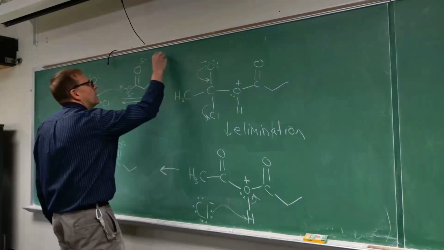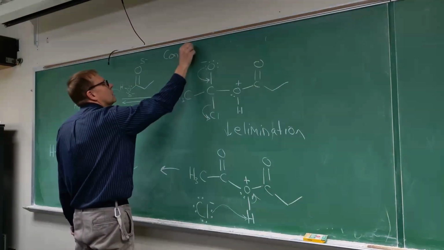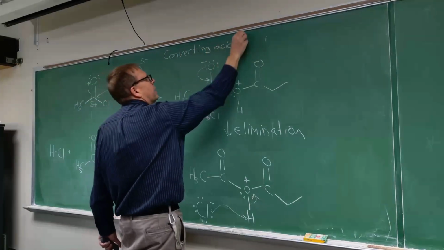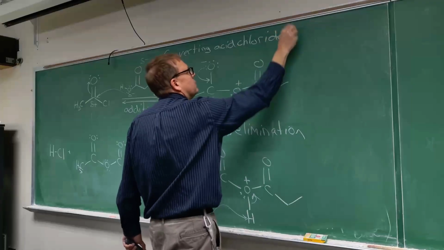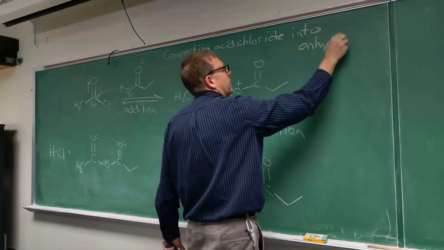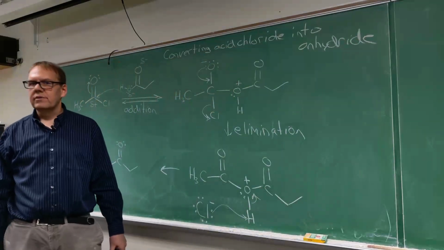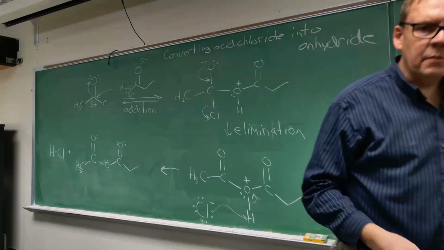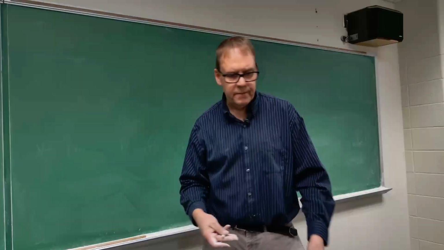Put a title up here. Converting acid chloride into anhydride, which is the next most reactive derivative. Okay, and then we'll talk about the one that's lower down, so taking an acid chloride, making it into an ester.